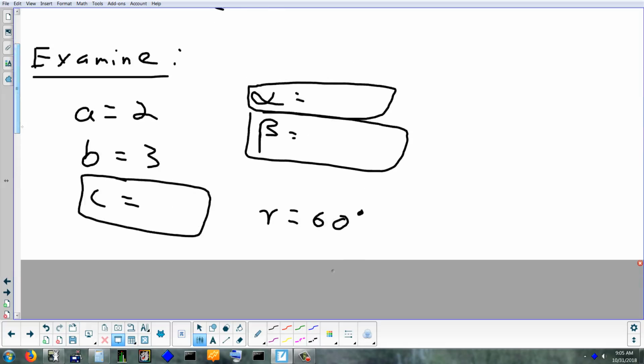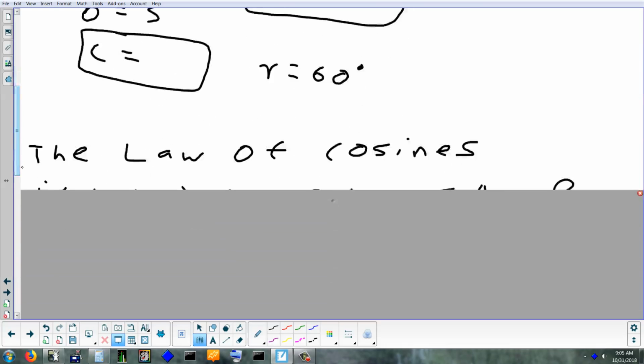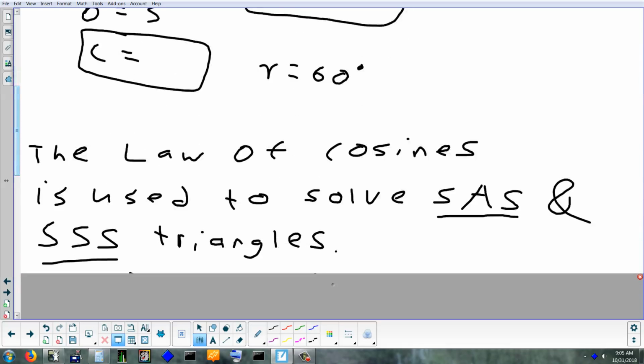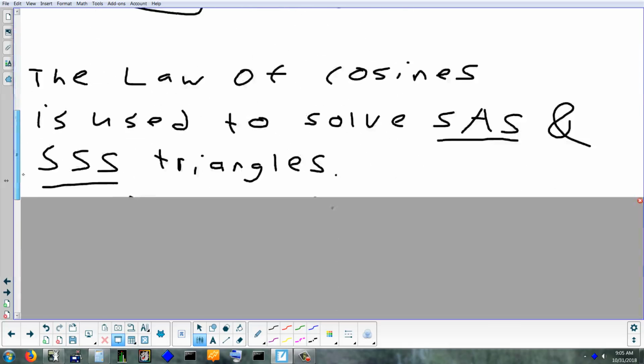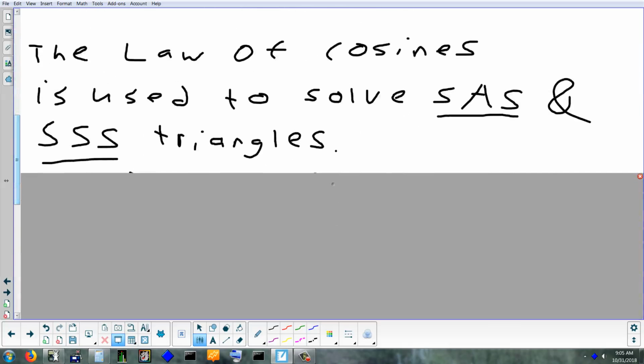Same kind of thing would happen with side, side, side. If you know all 3 sides, you'd be missing all 3 angles, which means no matter which 2 rows you pick, you're going to be missing 2 things. So the law of cosines is used to solve the kind of problem we have up above, which is a side angle side, or side, side, side.